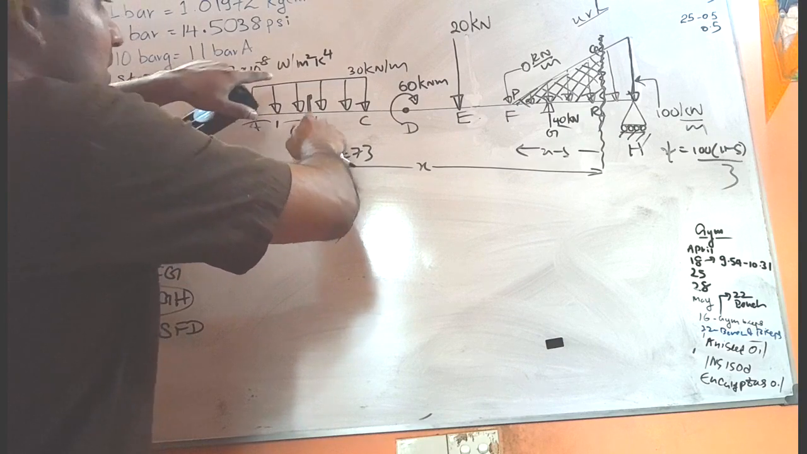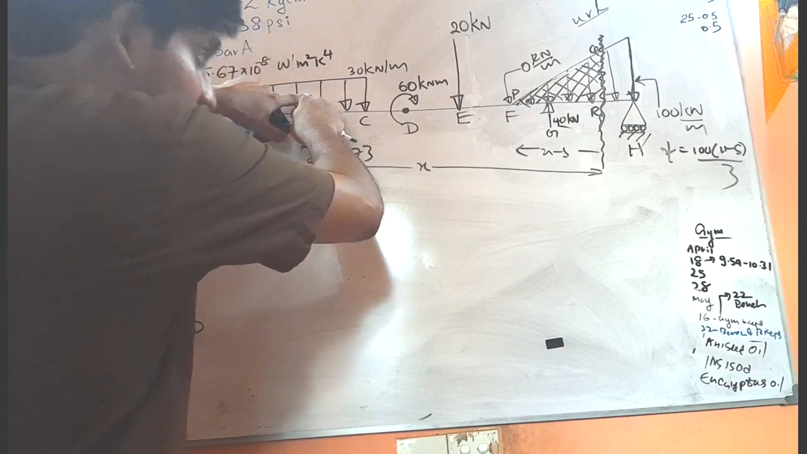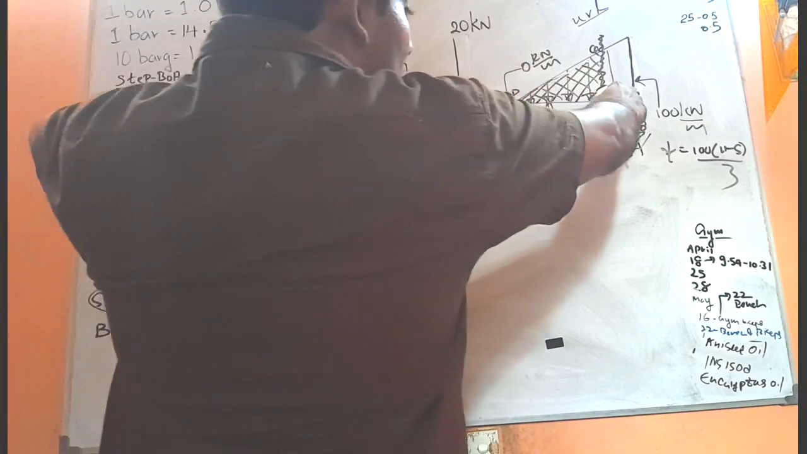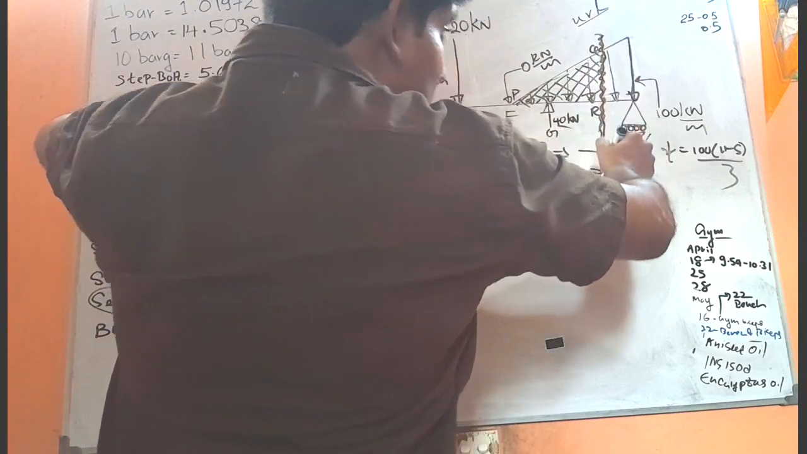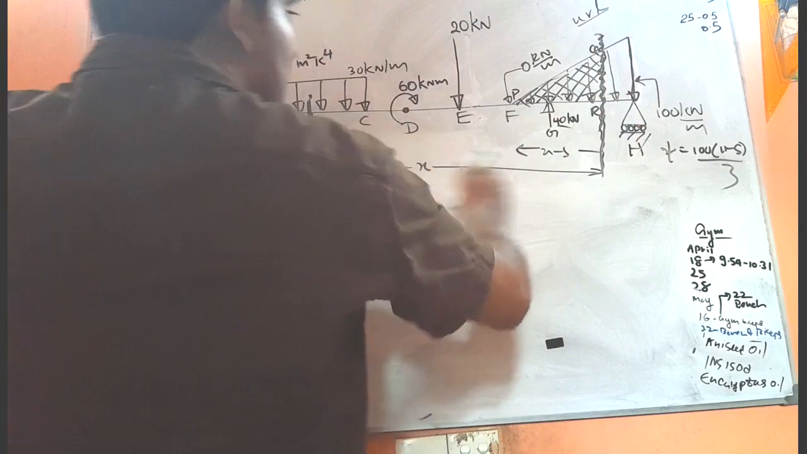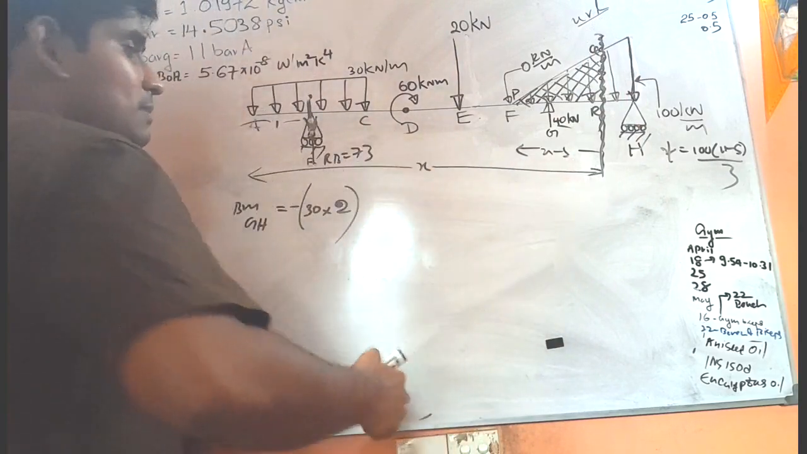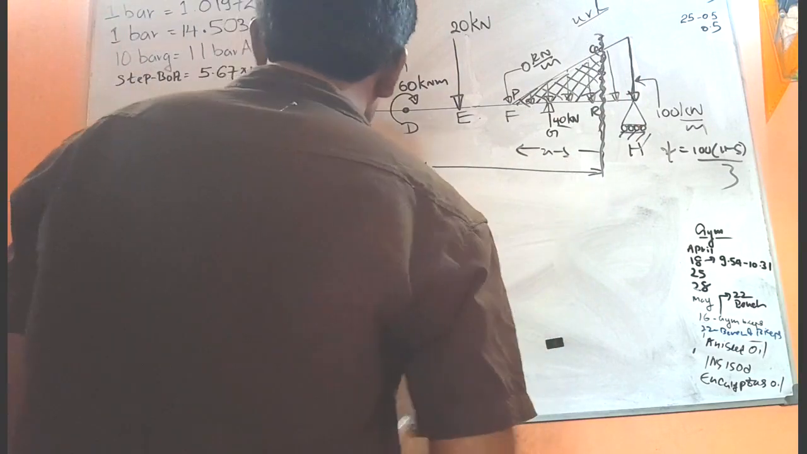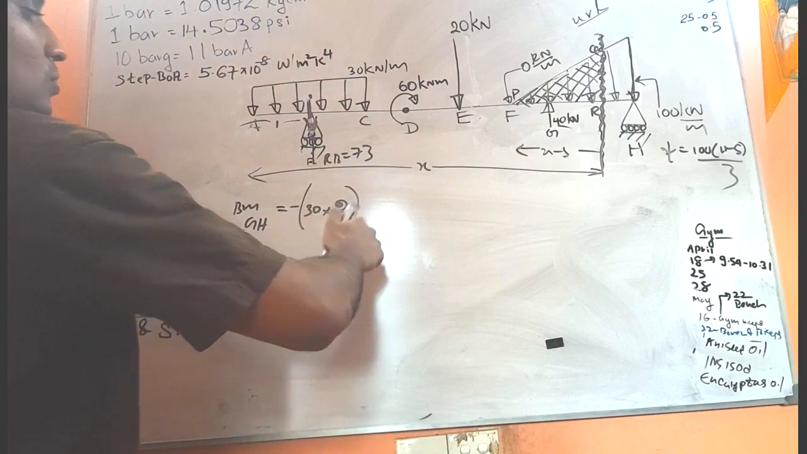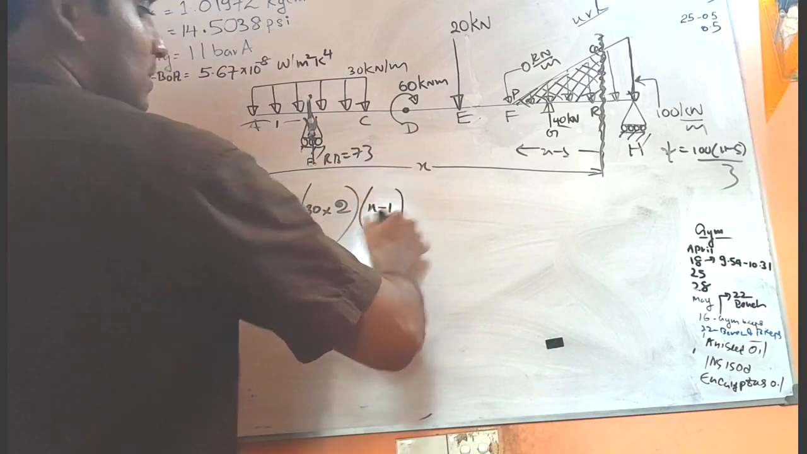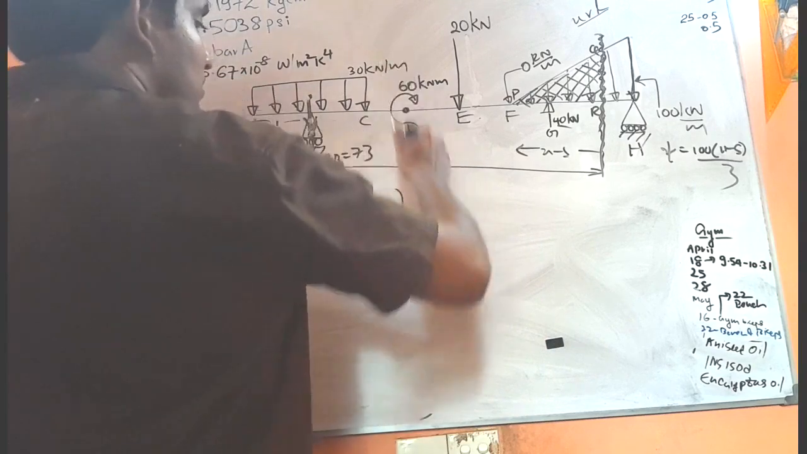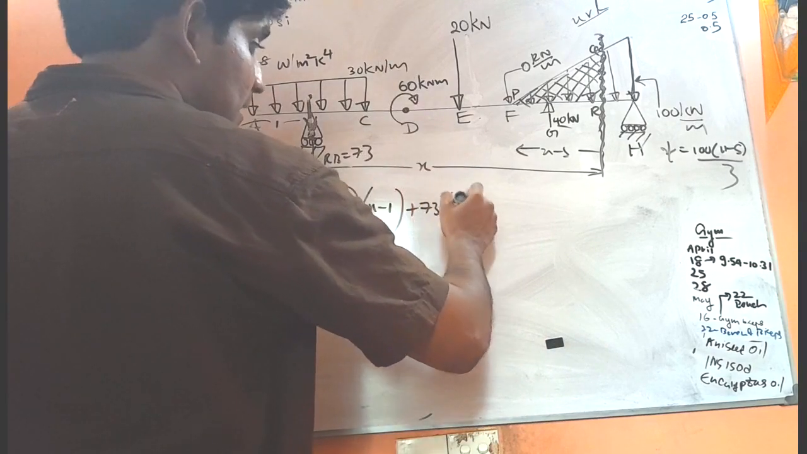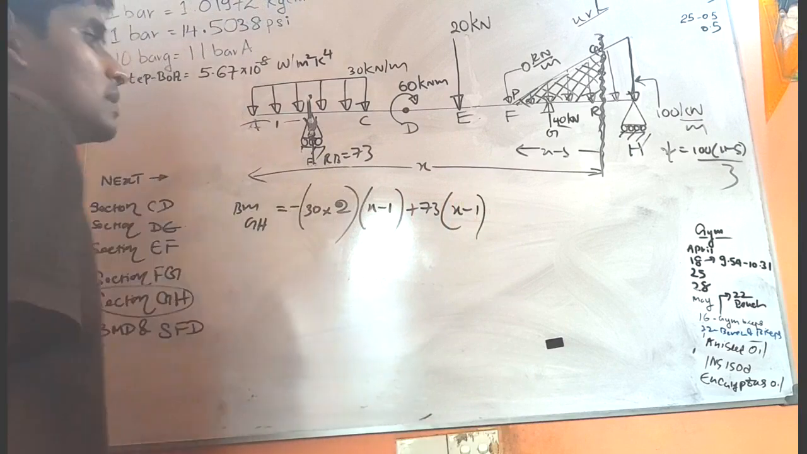But we have to consider the distance from the center of gravity of this distribution up to this end, because now we are going to get the moment at this section. That means moment at a distance x, right? We are going to take moments at a distance x. So minus 30 into 2 times x minus 1. Okay, then this 73 going upwards, so 73 times x minus 1.